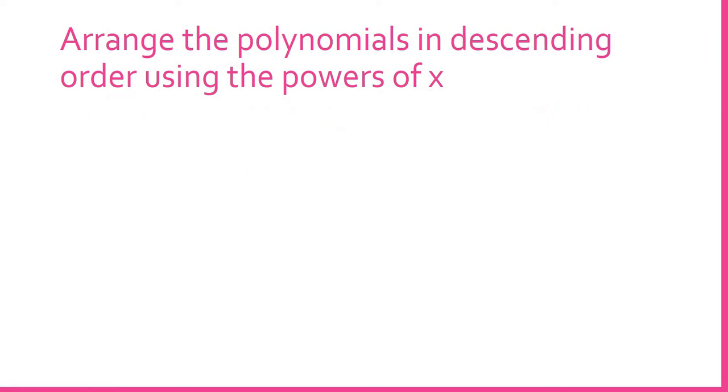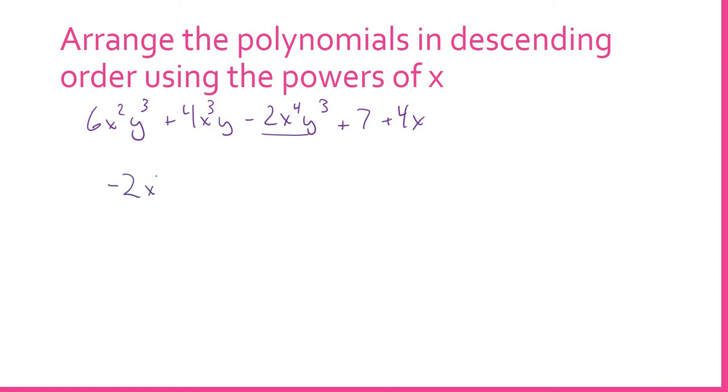Okay, and what if we wanted to arrange with descending power? So 6x squared y cubed plus 4x cubed y minus 2x to the fourth y cubed plus 7 plus 4x. So I want the highest power of x first. So that would be this one. It has a negative in front. Bring it with it.